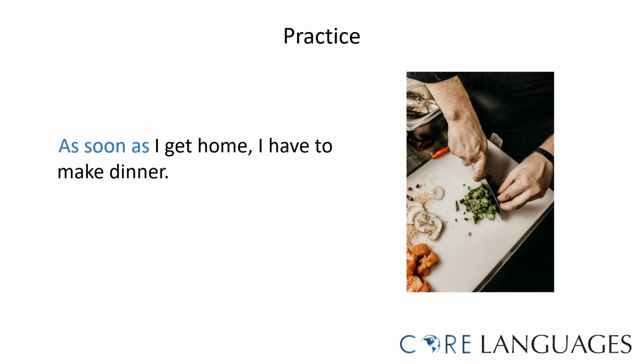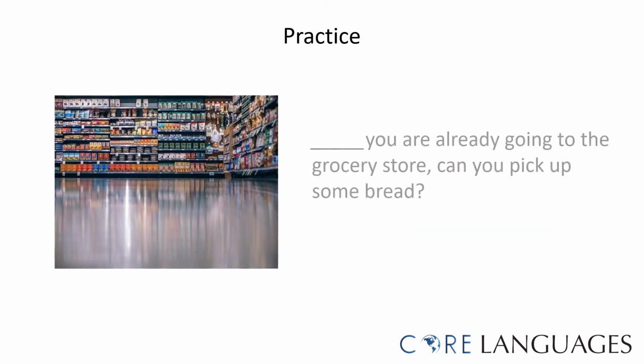As soon as I get home, I have to make dinner. Notice that this sentence begins with the subordinate clause, as soon as I get home, followed by a comma and then the main clause, I have to make dinner. And how about this example? That you are already going to the grocery store, can you pick up some bread? Or since you are already going to the grocery store, can you pick up some bread?